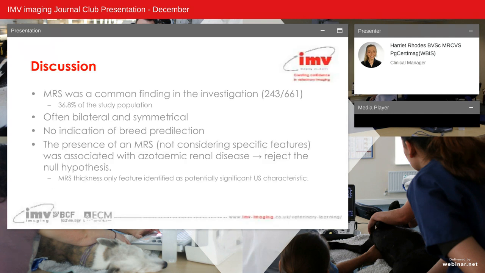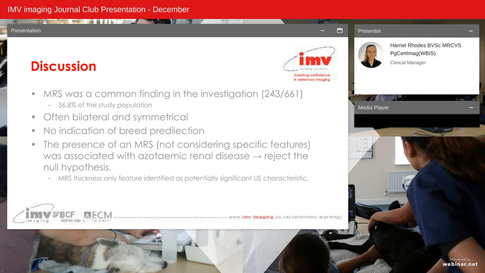From this study, it was concluded that the medullary rim sign was a common finding in their cat population, with a prevalence of 36.8%. This was similar to previous reports by Jaeger and Anderson in 1989, who reported a 30% prevalence in their study, although interestingly, in more recent breed-specific studies, lower prevalence estimates have been reported. Evaluation of the specific features revealed that the medullary rim sign is often bilateral and symmetrical, and in this current study, there was no indication of breed predilection.